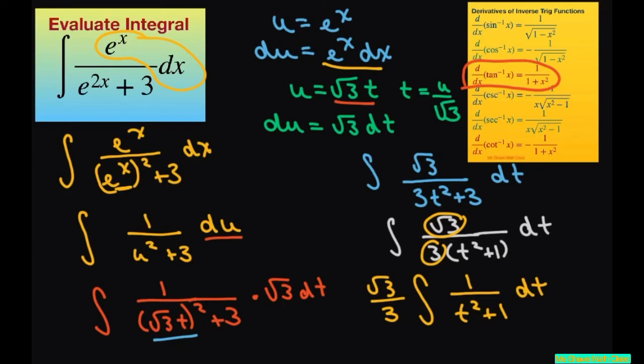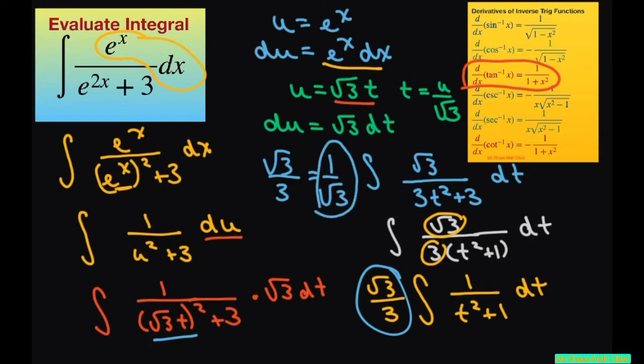And also remember that square root of 3 divided by 3 is the same as 1 divided by square root of 3. So if you got something like that, that's fine.